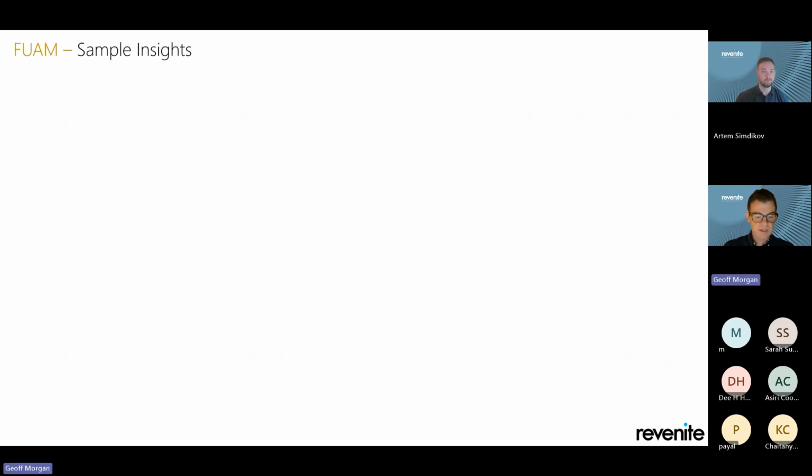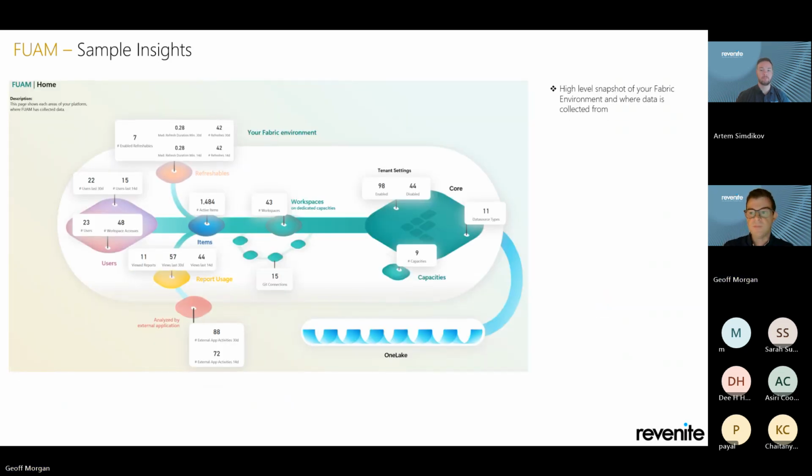To show you some of the insights FUAM gives you, I'll show you some of the screenshots we see. So the homepage really gives you a snapshot of where it's collecting data from. So around your capacities, your tenancy settings, your workspaces, your report usage, users, and refreshables. So it aggregates all of that data together across your entire environment.